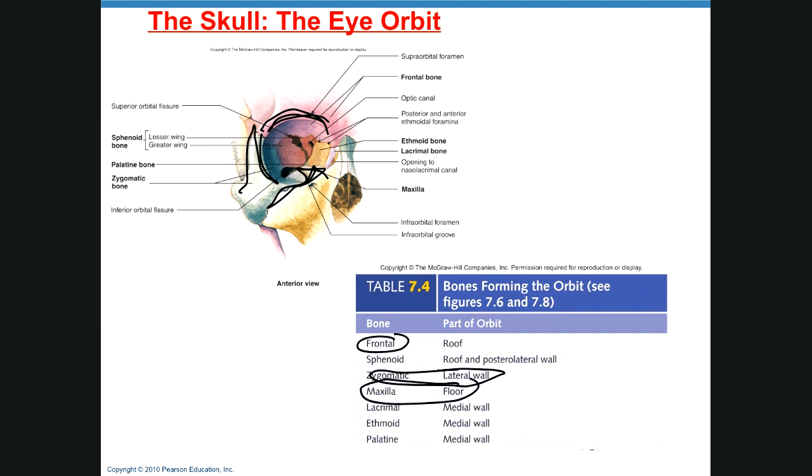The medial wall is made by two bones. The little one here is the lacrimal. The one back here is the ethmoid. So lacrimal and ethmoid make the medial wall. And then there is a tiny little piece of the palatine bone that appears in the eye socket, but it's very, very tiny, and oftentimes we ignore it. Now the back wall over here is made by the sphenoid bone.